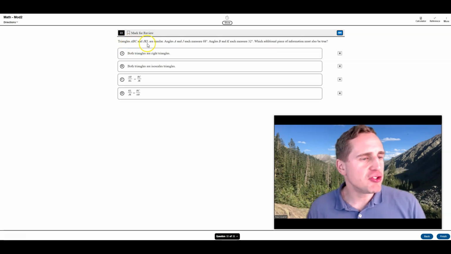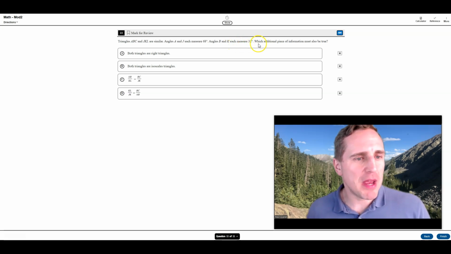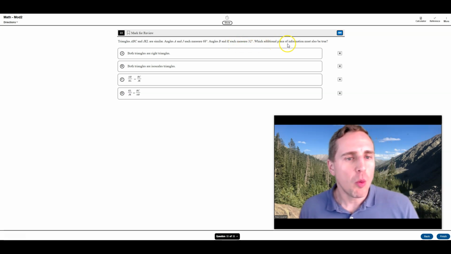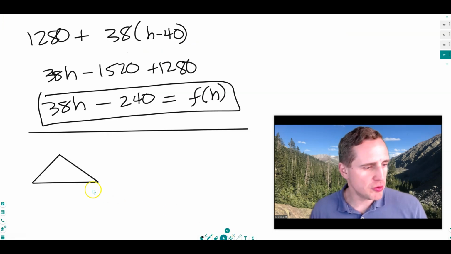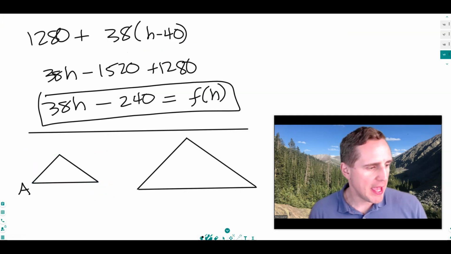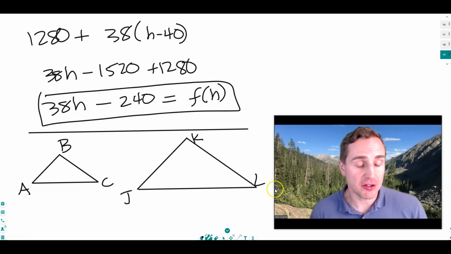Triangles ABC and JKL are similar. Angles A and J each measure 68 degrees. Angles B and K each measure 32 degrees. What additional piece of information must also be true? Okay, so we have triangle ABC and JKL. Let's sketch two similar triangles, ABC, JKL. These are not necessarily to scale.